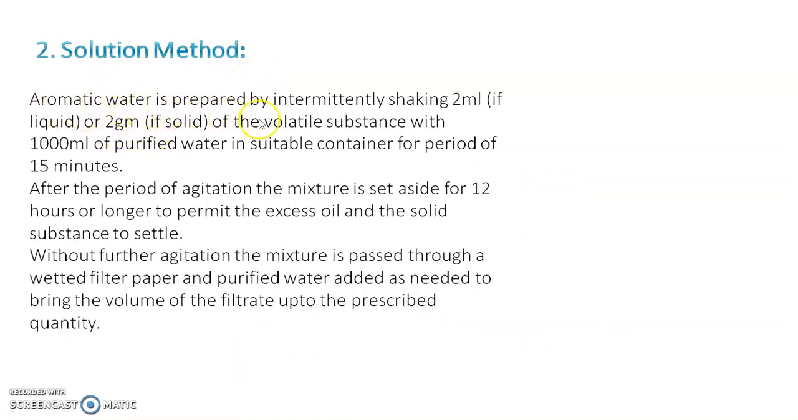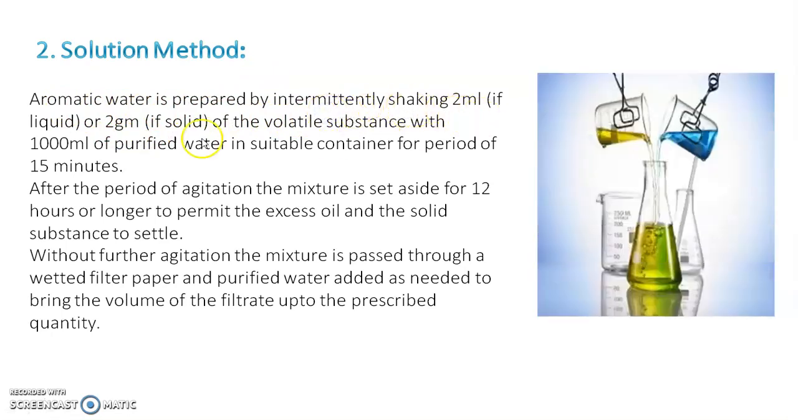Then the next method is the solution method. Aromatic water is prepared by intermittently shaking 2 ml if liquid or 2 gram if solid of the volatile substance with 1000 ml of purified water in a suitable container for a period of 15 minutes. This is the solution method. In this simple method, two components are added and simple shaking is done.